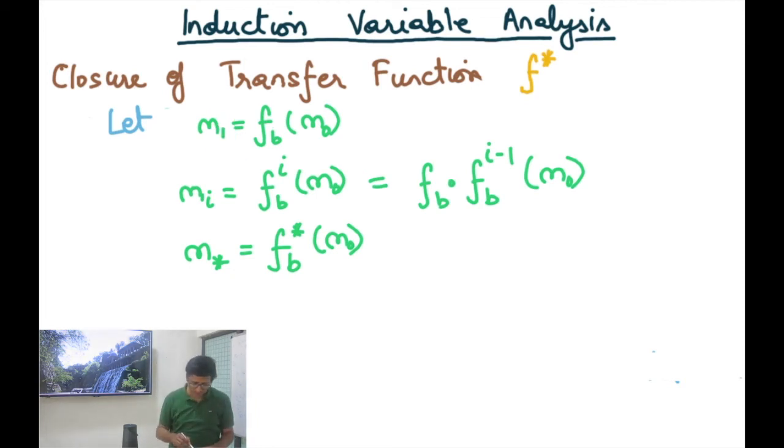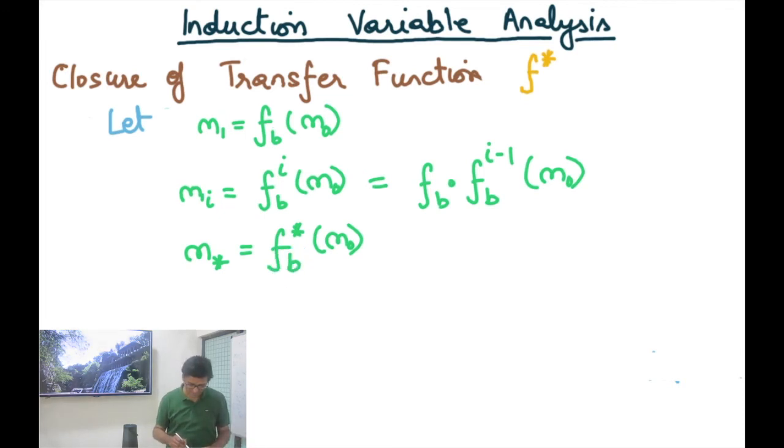Now, once I have this information, given such an fb, I want to construct fl, which is the loop's transfer function, and so that's what it's going to look like. I'm going to define fb to the power i of m0, and that's just fb composed with fb to the power i minus 1 of m0. And then I'm going to define fb star, which is for an unknown number of iterations. So fb to the power i is the value of the variables after a known number of iterations, i number of iterations, and fb star is the values of the variables after an unknown number of iterations.